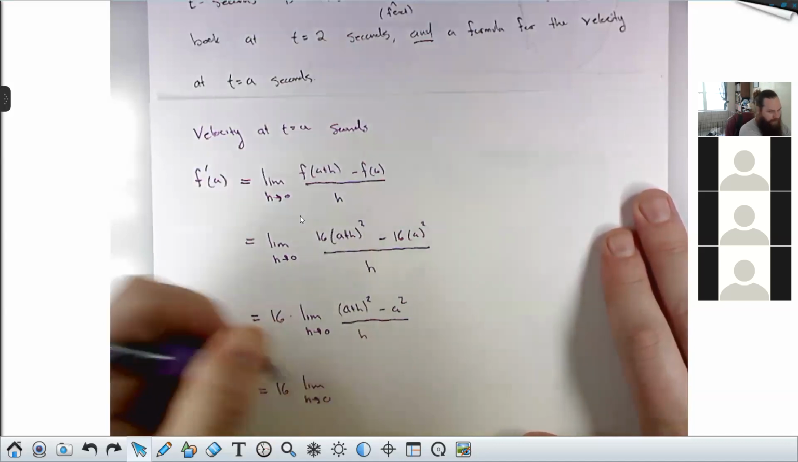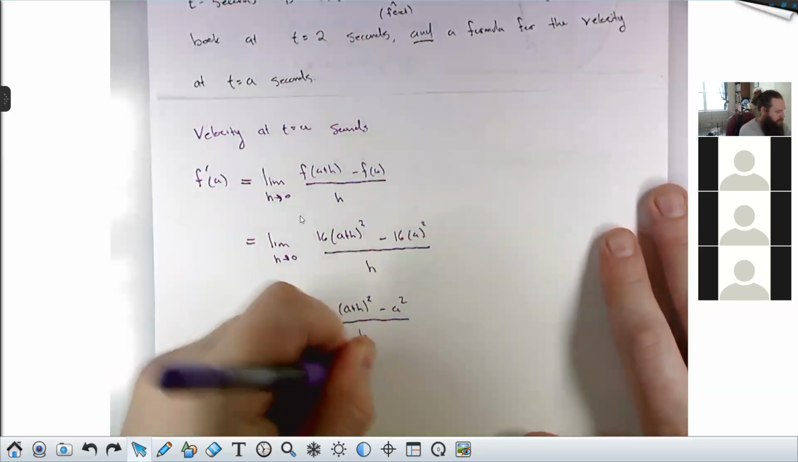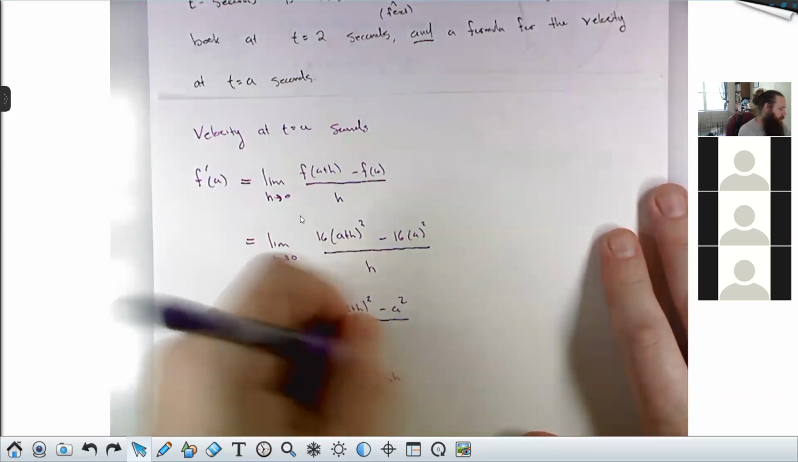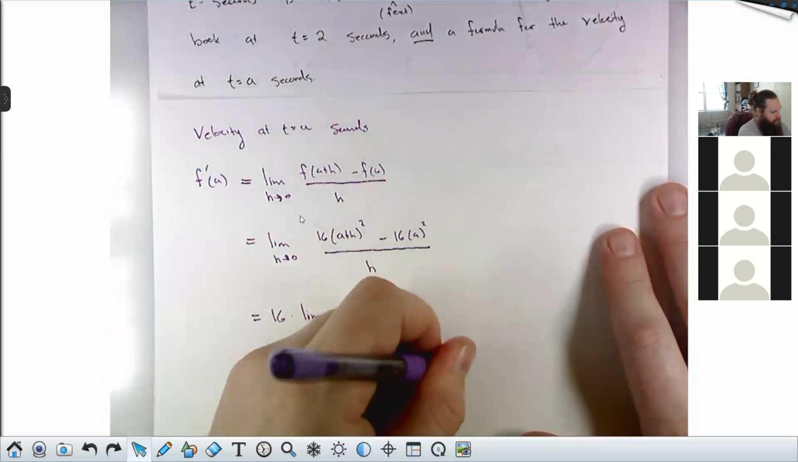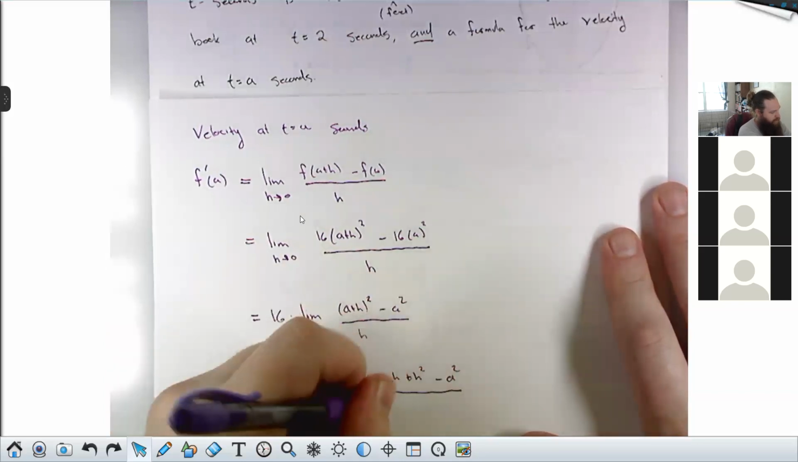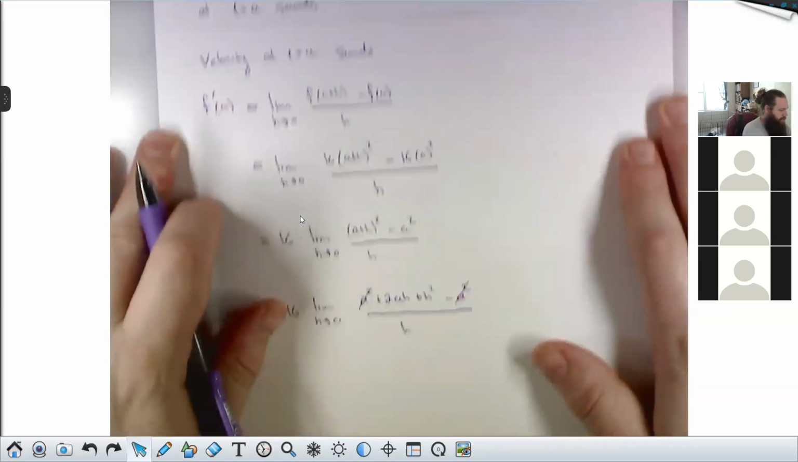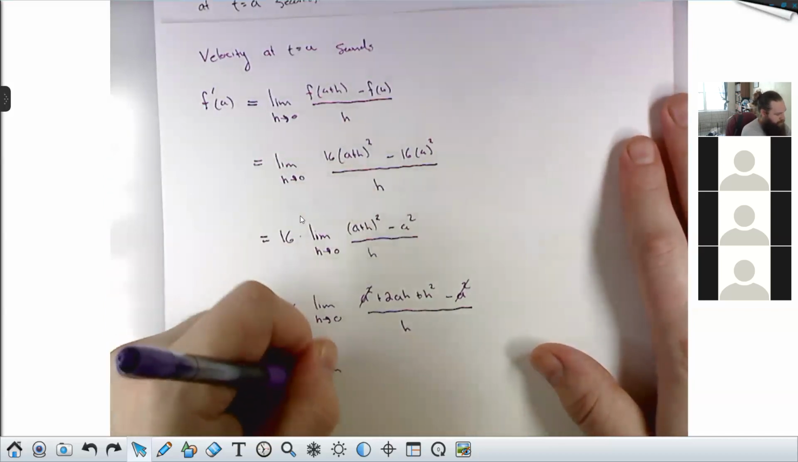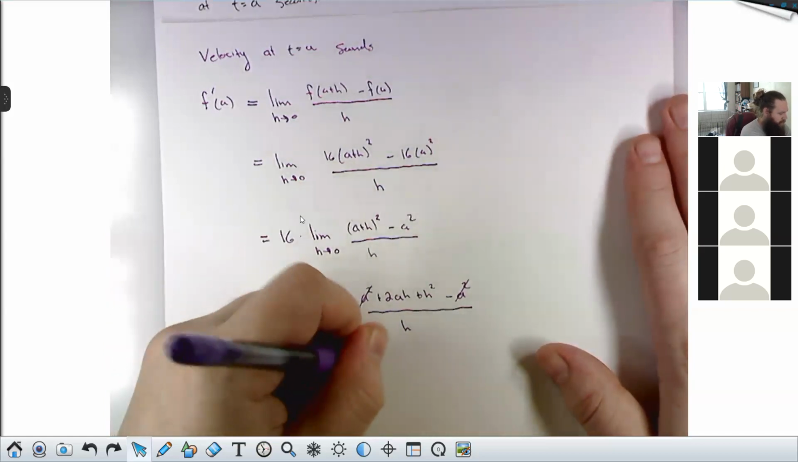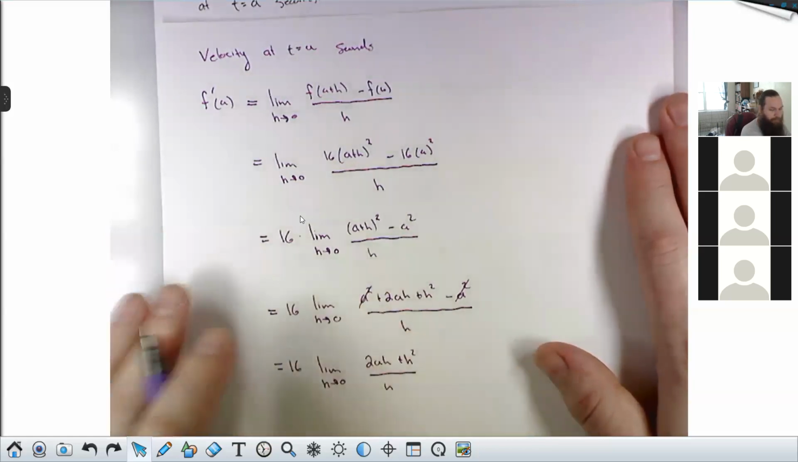I have here 16 times the limit as h goes to 0 of this piece, which is a squared plus 2ah plus h squared, following it out, minus a squared, all over h. And the a squareds eat each other up. So we have 16 times the limit as h goes to 0 of 2ah plus h squared over h.